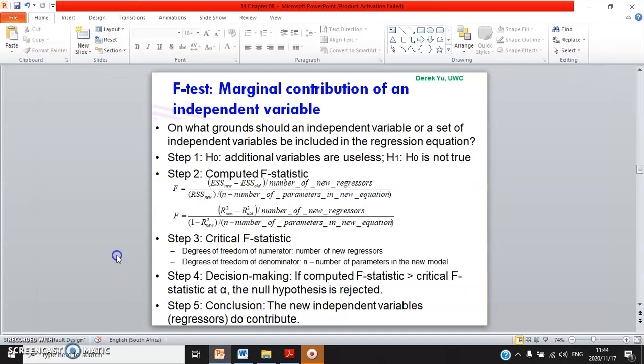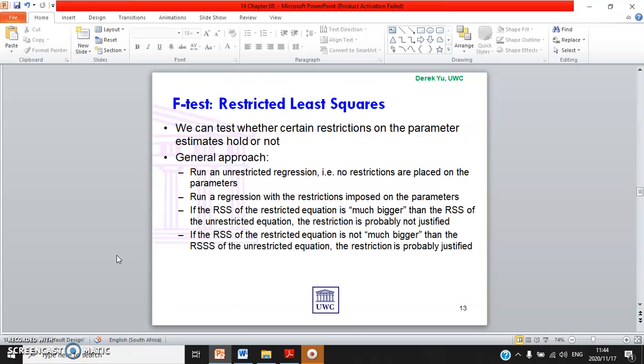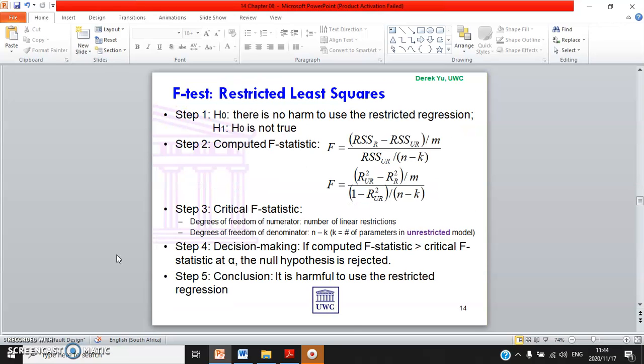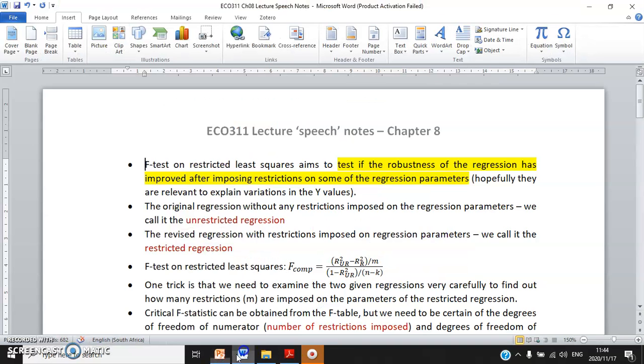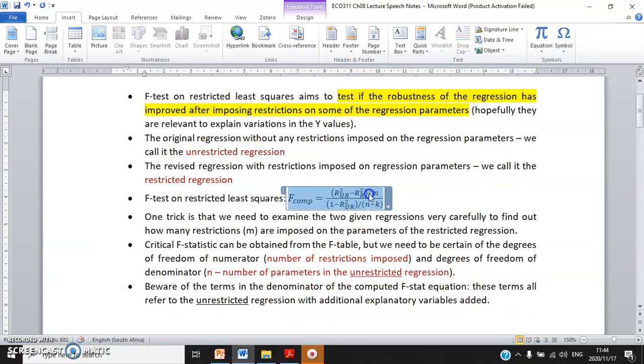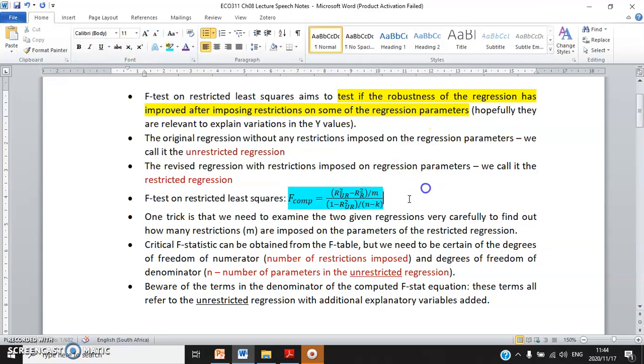Okay, and then for the third type of F test, restricted least squares, it means I want to impose some restriction on the slope parameter, maybe on one or more than one slope parameters, and we want to know if it is a wise decision to impose the restriction on the parameter. So you just need to be careful with the equation. It is here. Later in the next video, I will let you know how to distinguish the restricted from the unrestricted regression. Okay, and then M stands for the number of restrictions imposed in the restricted regression.